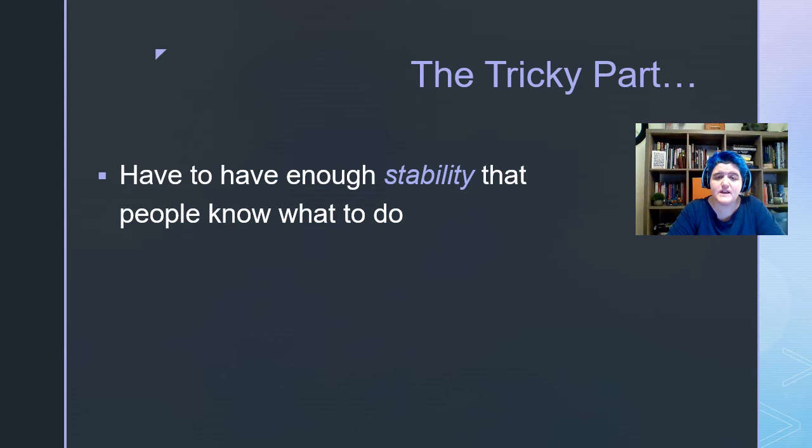Now, the tricky part in any sort of society or game is that you have to have enough stability that people know what to do. You can't just have people walking into the road whenever they want and cars going whenever they want, because then no cars would go, or people would get hit all the time, right? And the system would break down immediately. You have to have some stability. People have to know what to do. You have to have some rules, some governance, some order. There needs to be some coordination among people in society or in a game.